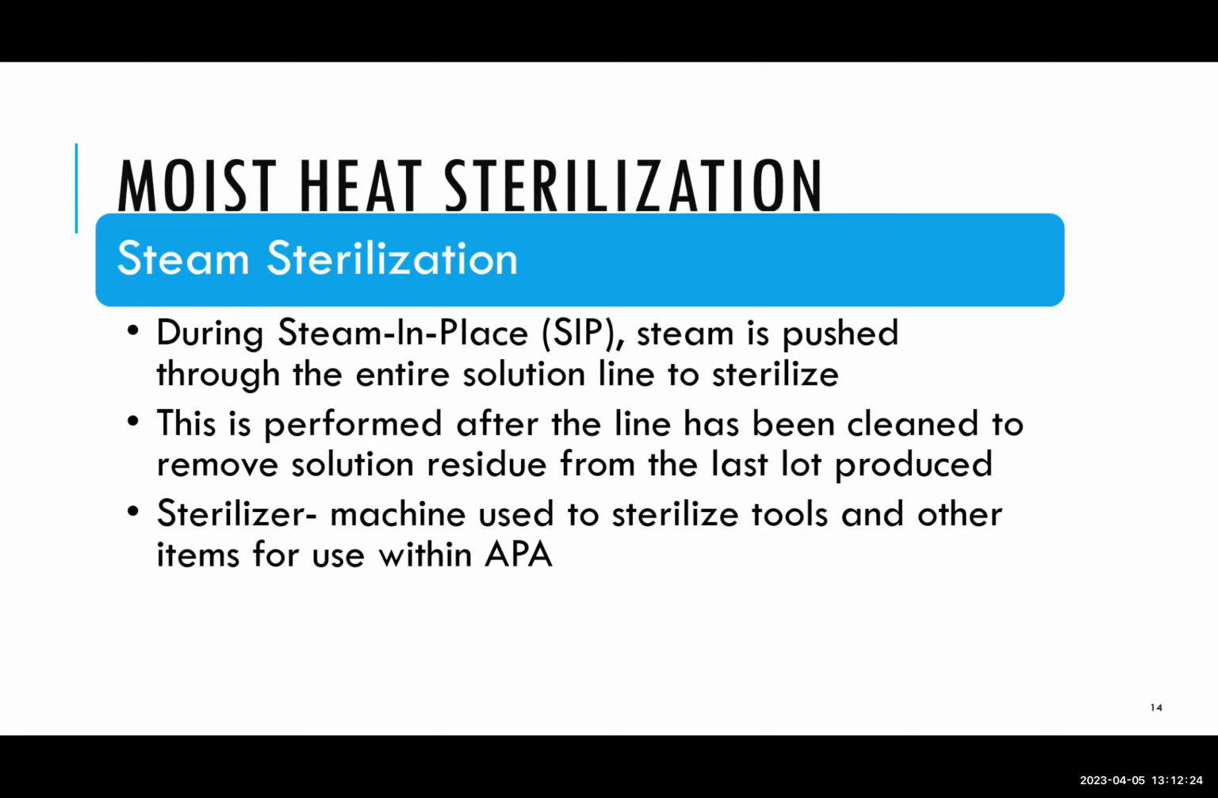Let's say that we have items that we need to sterilize that are not as cumbersome as a tank. For instance, we have some tools that the mechanics need to use, or we have our mop heads to mop the floors that we're walking on in our APA area. We would use what's referred to as a sterilizer. And this is a machine where, versus sending the steam to a sedentary piece of machinery, we actually take the item that we want to sterilize to this machine and it sterilizes our smaller items that we're going to be using.